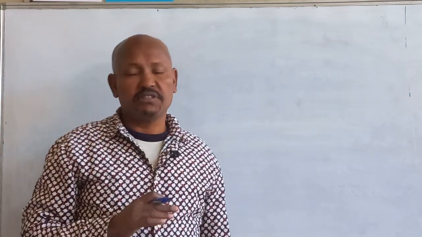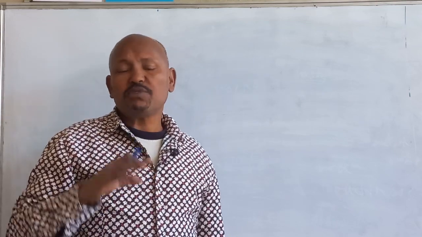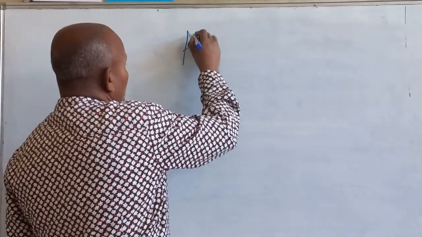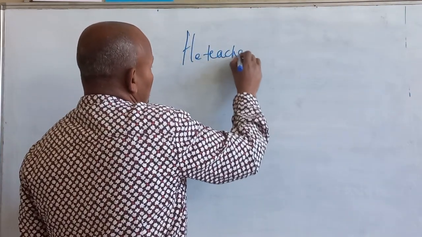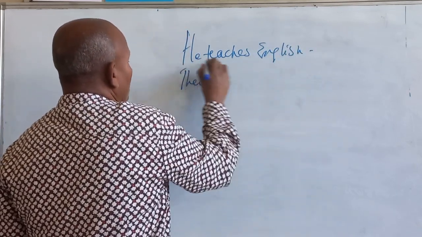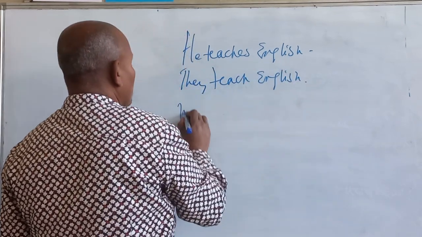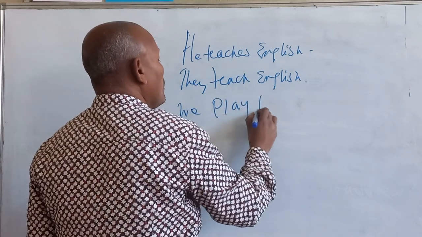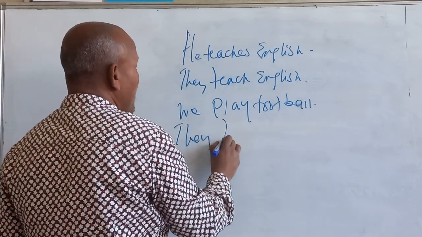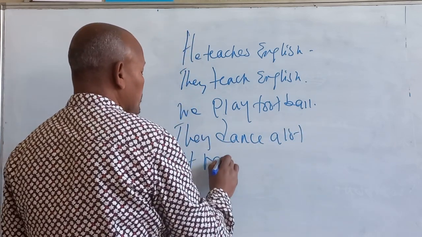The other important point here is whenever a sentence is present tense and sometimes past tense, we can just prepare a question using either of the do forms of verbs. For instance, here: he teaches English. They teach English. We play football. They dance a lot. And it rains.